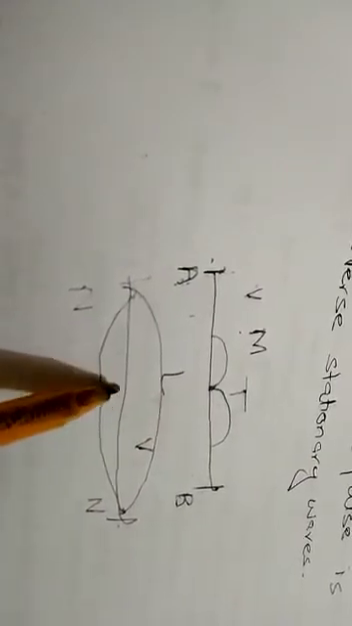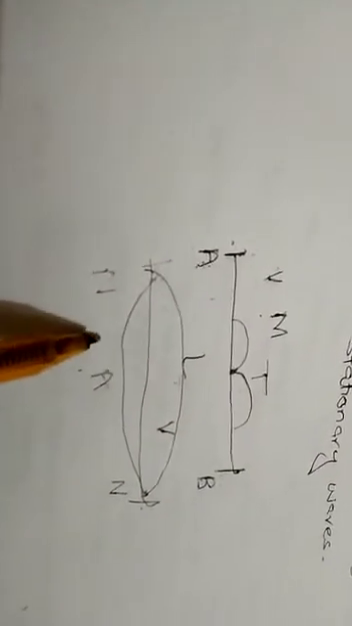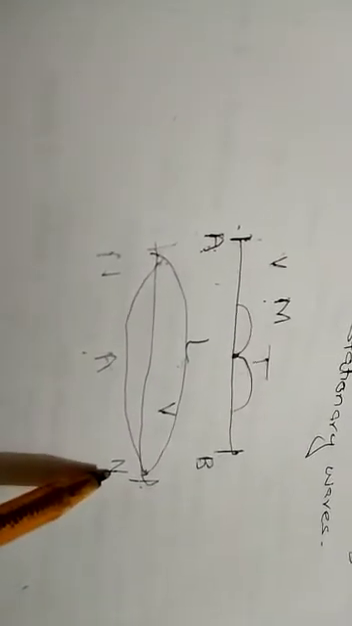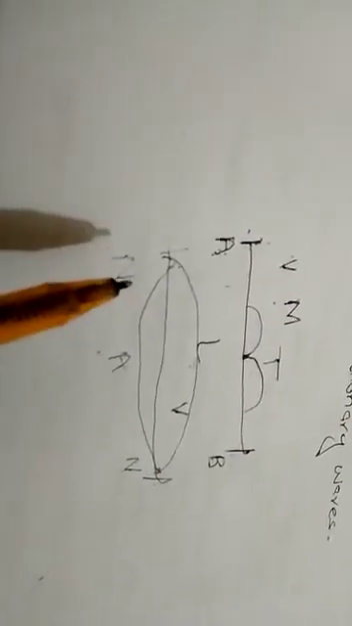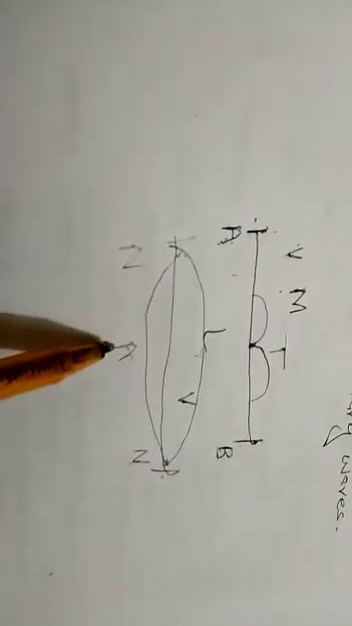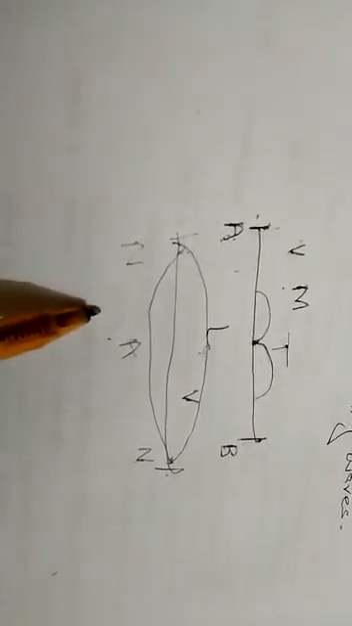and the points where particles of the medium, here the particles of the string, vibrate with maximum amplitude. That point we call the antinode. And we also discussed in the last lecture that the distance between two consecutive nodes or two consecutive antinodes is lambda by 2, and the distance between one consecutive antinode and node is lambda by 4.